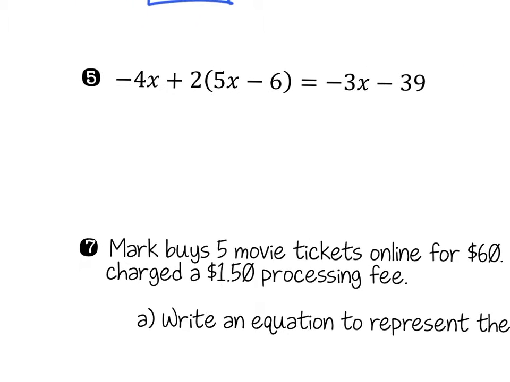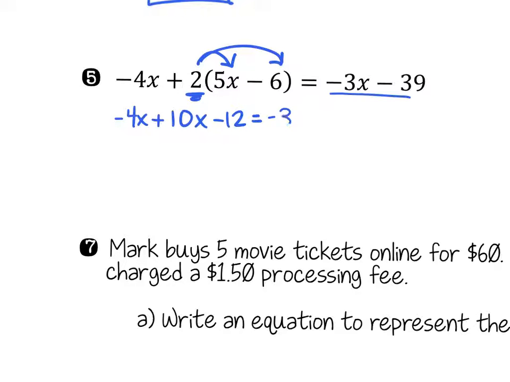All right, number 5. So we have some distribution here because I have these parentheses. You want to be careful that you are only distributing the term that is directly in front of the parentheses, so the 2. The negative 4x in this case is just going to come straight down. So I have negative 4x, I'll distribute that 2 to the 5x, giving us 10x, and then distribute it to the negative 6, giving me negative 12. Nothing's happening with my right side just yet, so I'll bring that down.